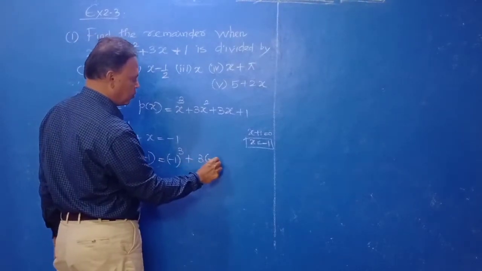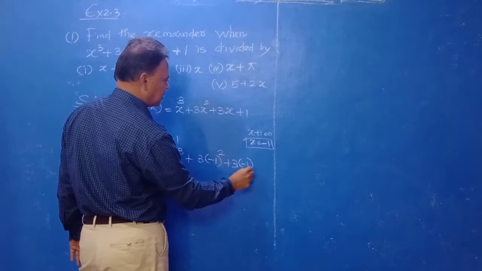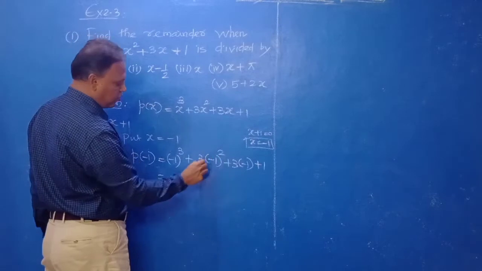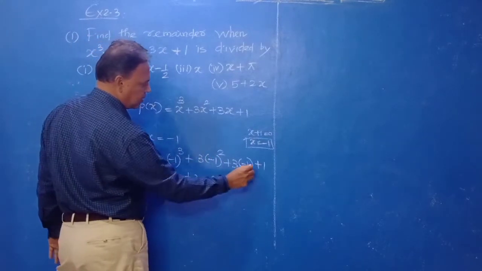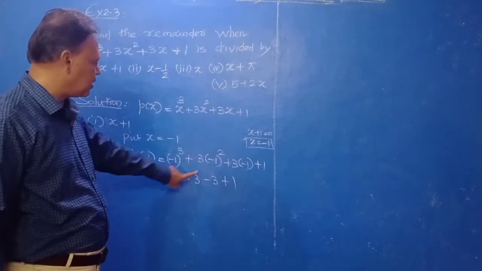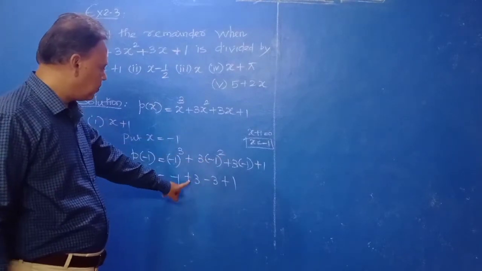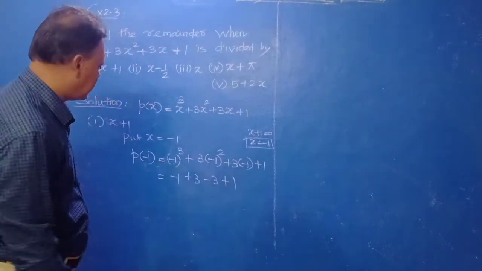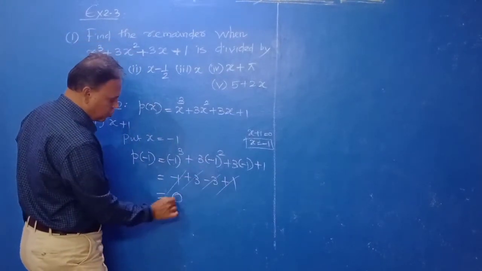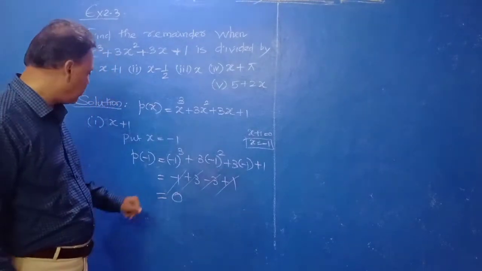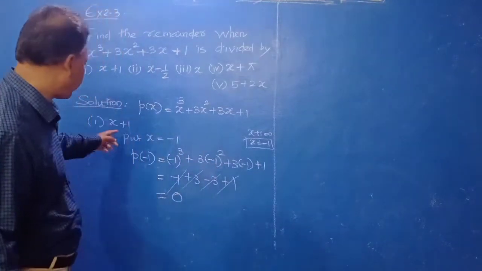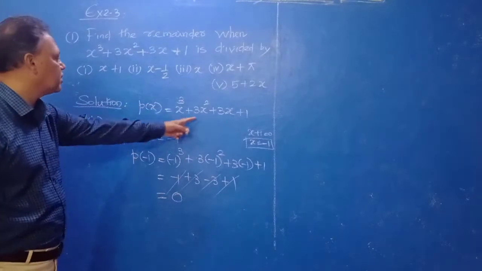How to find the value now, right? The value is the remainder. So minus 1 cube is minus 1, here plus 1 into 3 is plus 3, plus into minus is minus 3, then plus 1. Now minus 1 and plus 1 get cancelled, and 3 and minus 3 also get cancelled. So we get 0. From this, when the remainder is 0, what will you understand? So x plus 1 is a factor of this P of x.